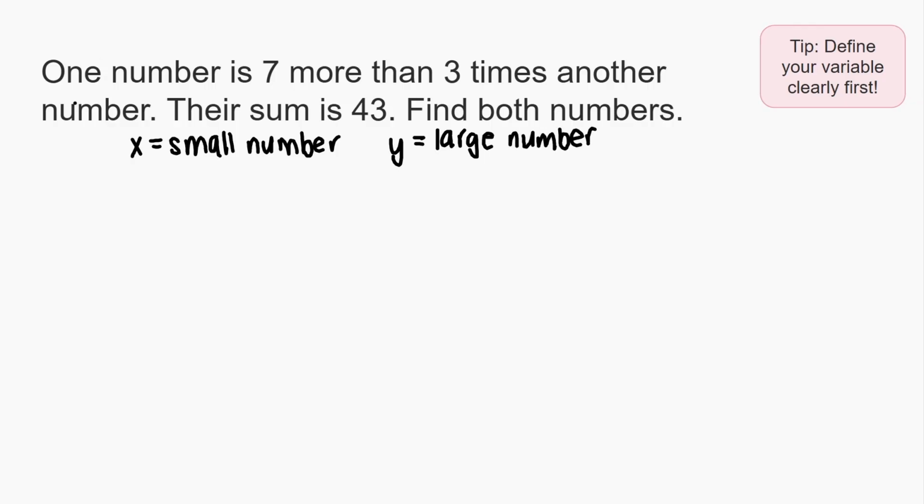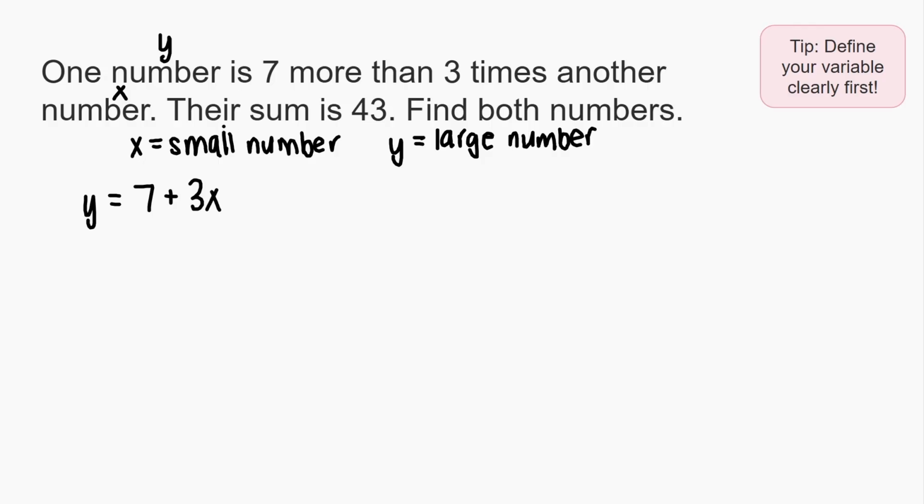So in this case, we have one number is 7 more than 3 times another number. So this first number here is going to be our larger number, and this one's going to be our smaller number. So we can have y is equal to 7 more, so we're adding 7, plus 3 times another number, so 3 times the smaller number, 3x.